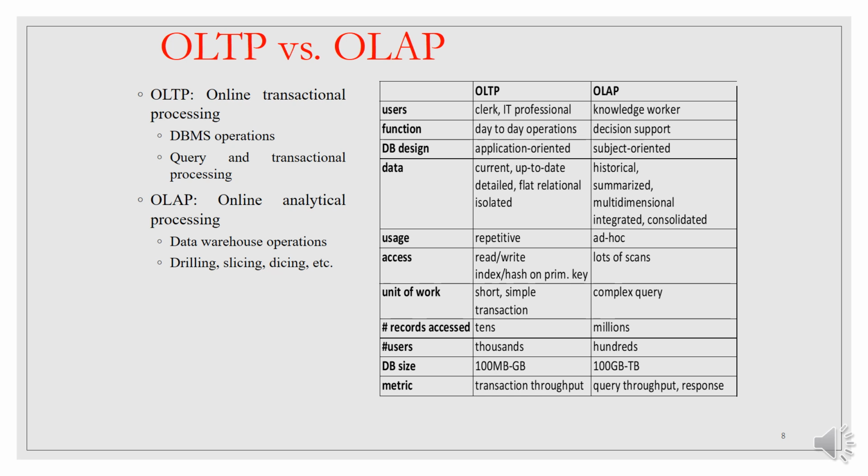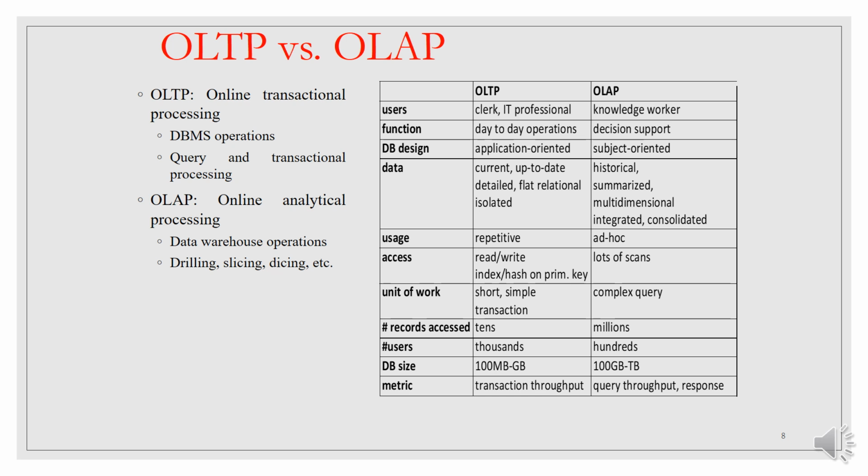So the knowledge worker. Functions: OLTP is day-to-day operation, OLAP is decision support. DB design: OLTP is application oriented. As I've already told you, the data warehouse is subject oriented. Data: OLTP is current data, OLAP is historical data. Usage: repetitive versus ad hoc. Access: read, write, index, hash versus a lot of scans.